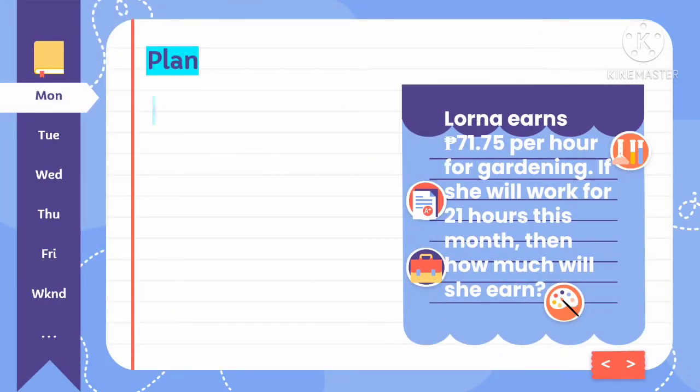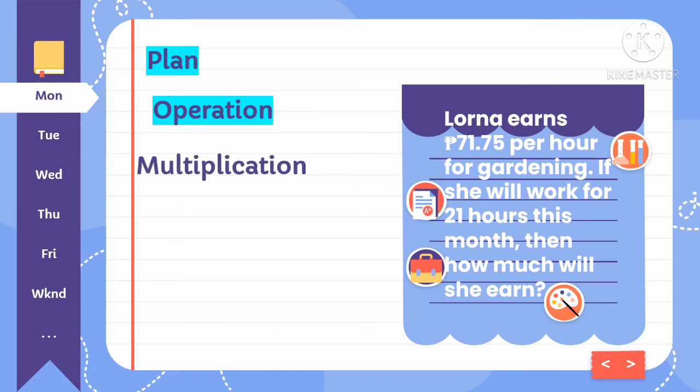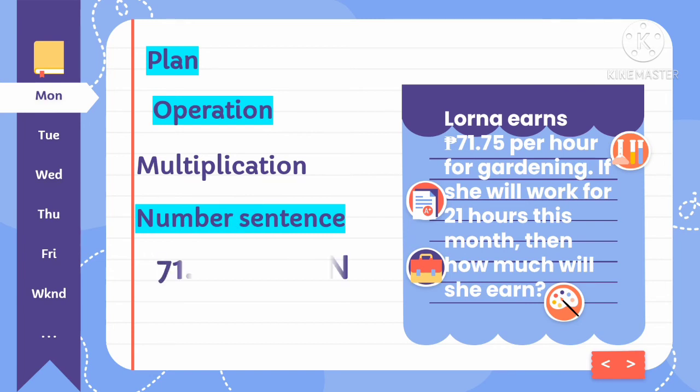Second step is to plan. We're going to determine the operation that we will use, and that is multiplication. Then the number sentence will be 71 and 75 hundredths times 21 equals n. So, imumultiply natin yung kanyang kinikita per hour na 71 pesos and 75 centavos sa 21 hours.